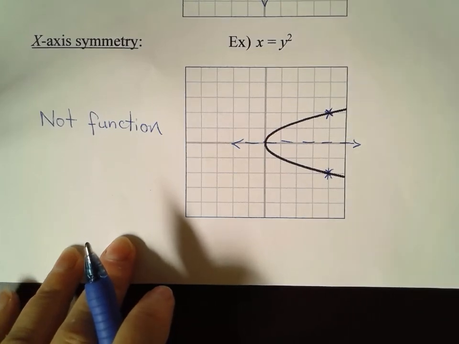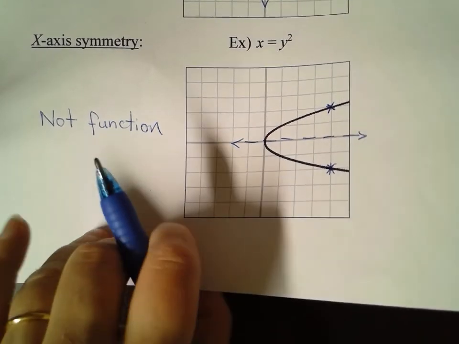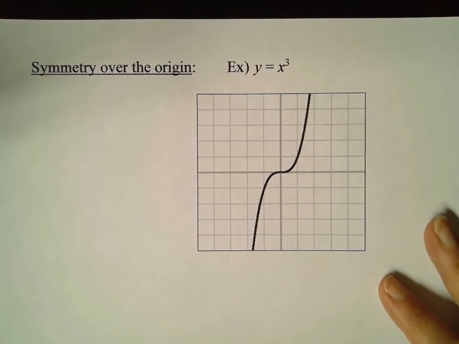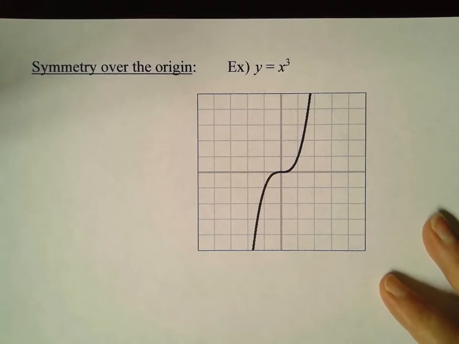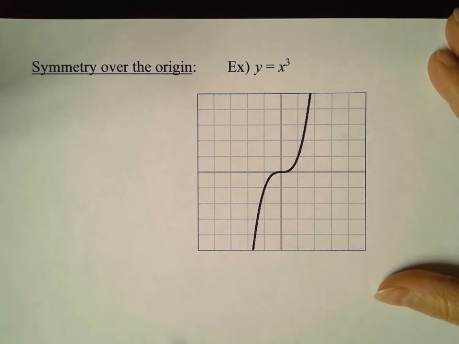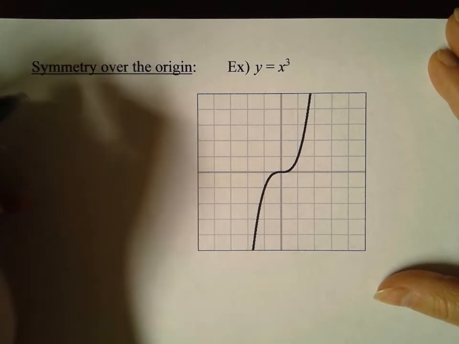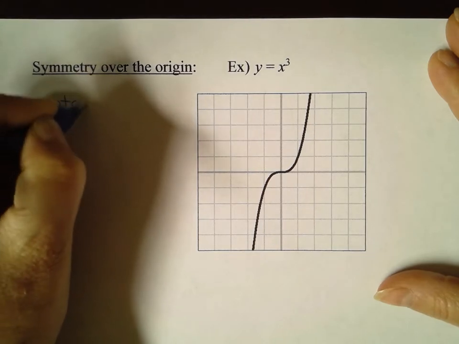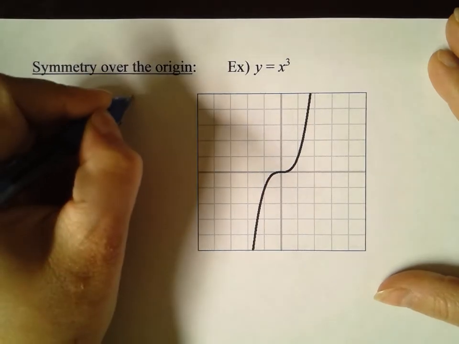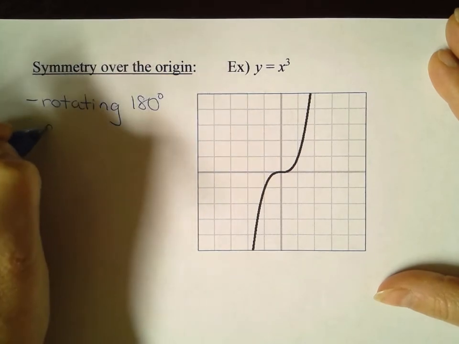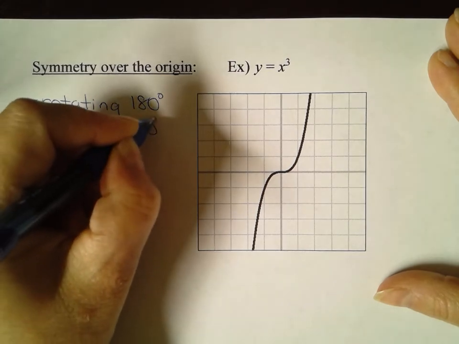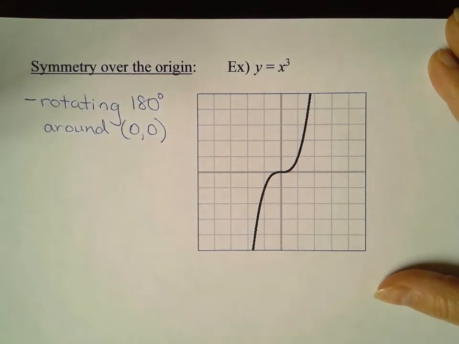There is a third type of symmetry that we'll look at, and that's symmetry over the origin. y equals x cubed is the simplest example of this, I think. And this kind of symmetry is a little bit different. So in this case, we are actually rotating our shape 180 degrees around the origin, or the point (0, 0). So this is a rotational symmetry.